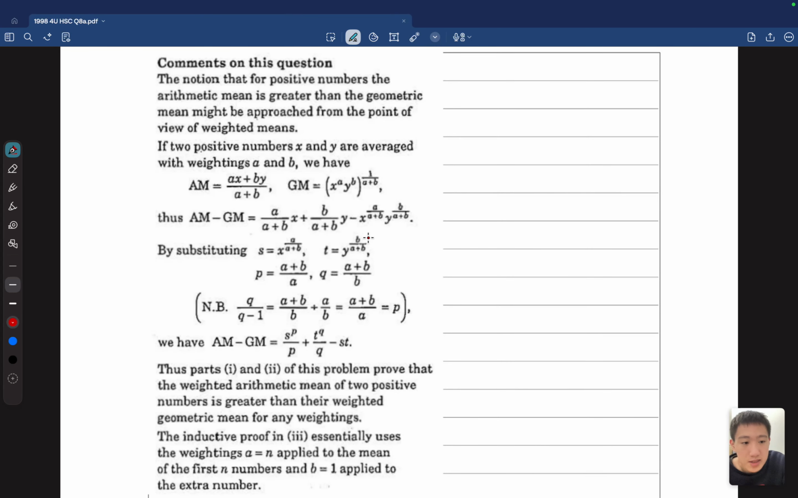And just for fun, you can read these comments on this question. This one is basically showing why they made the question. You can read this for fun. It's probably not that relevant to the exam, but it's still fun to read the weighted arithmetic mean and weighted geometric mean, and they also follow the AM-GM inequality.